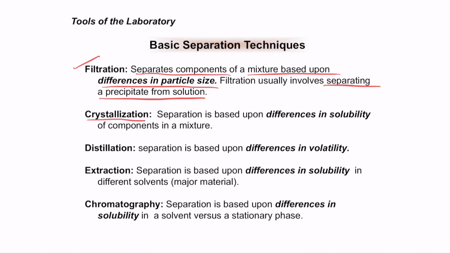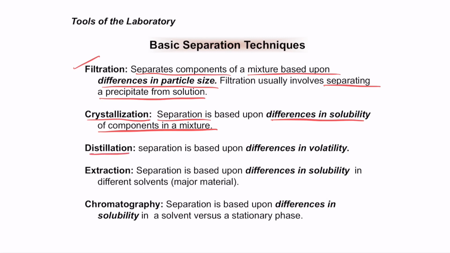The second one is crystallization. Crystallization is separation based on differences in solubility of components in a mixture. An example of this would be ice and water. Think about the differences in their separation. When you put ice in water, you actually see the ice piece separate from the water. The reason is that it's a crystal and its solubility is different.